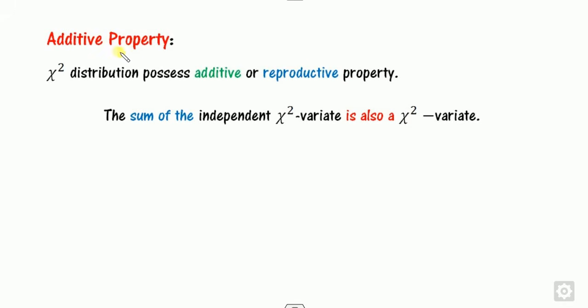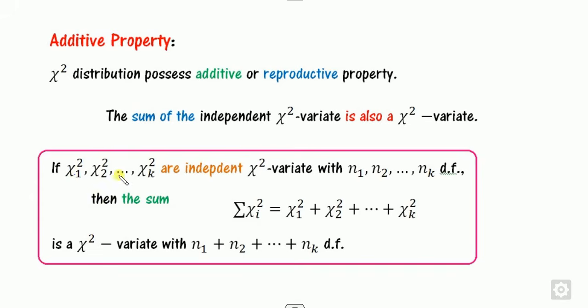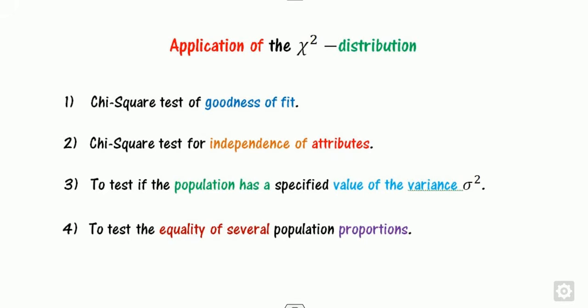Also, it satisfies the additive property. What is the additive property? The sum of independent chi-square variates is also a chi-square variate. What is the meaning of that? If these are independent, and this word is important, with degrees of freedom n1, n2 up to nk, then their sum, chi1 square, chi2 square up to chik square, is also a chi-square variate with degrees of freedom equal to the sum of them. So the sum of independent chi-square variates is also a chi-square variate.